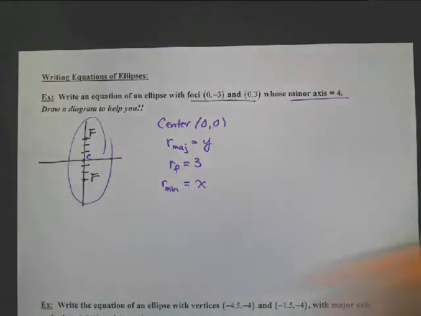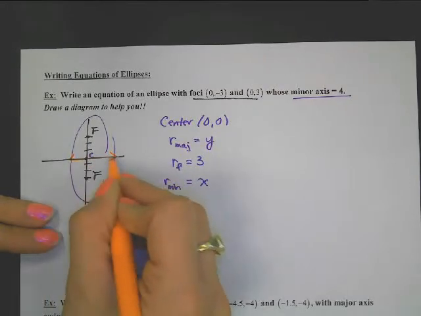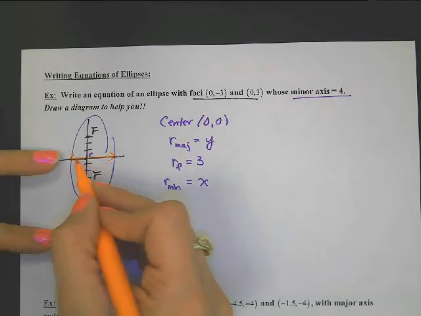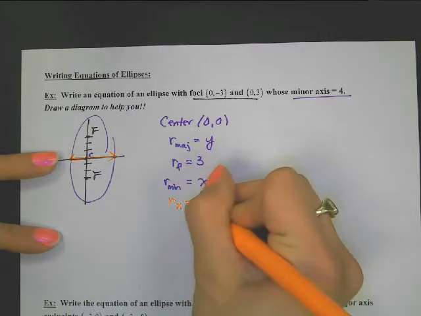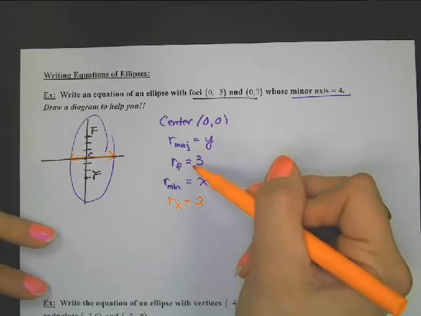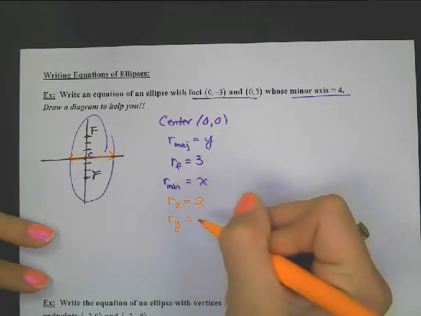So looking at this picture, if you go left and right, that length is 4. Left and right is 4. So r sub x must be 2. R sub x is 2. Okay, we've got r sub f. We got r sub x. The only one we don't have is r sub y.